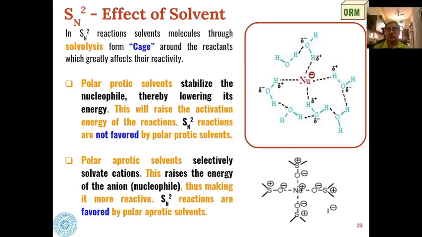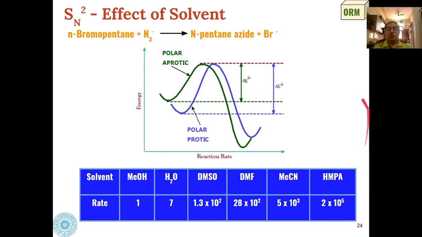So through this graph we can see the effect of polar aprotic and polar protic solvents. We can see that the activation energy required for polar aprotic solvent is less as compared to the activation energy required for polar protic solvents. So lower the amount of activation energy required, higher will be the rate of reaction.